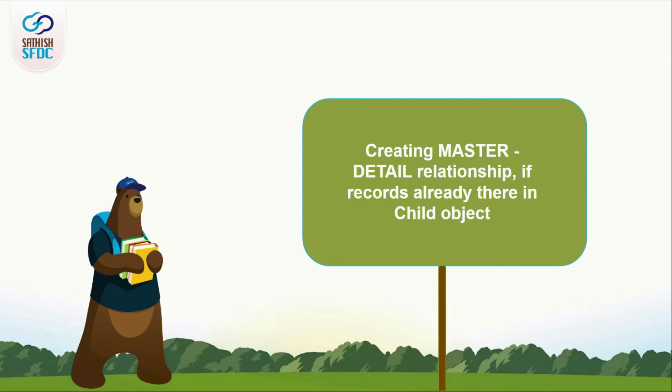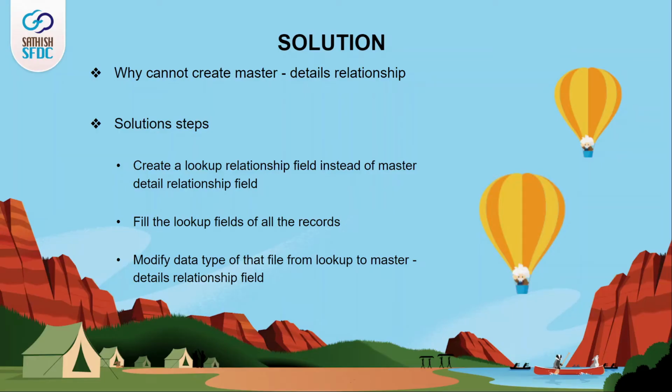Agenda of this video is to learn how to create a master detail relationship if the child object has records in it. Why can't we create a master detail relationship? Because we know that the admin will get a "cannot create master detail relationship" error while creating it if details are already there in the child object. Let me show you the solution steps to rectify that.